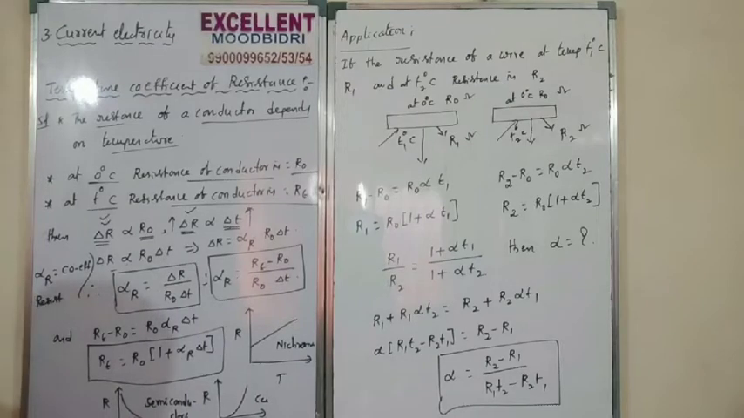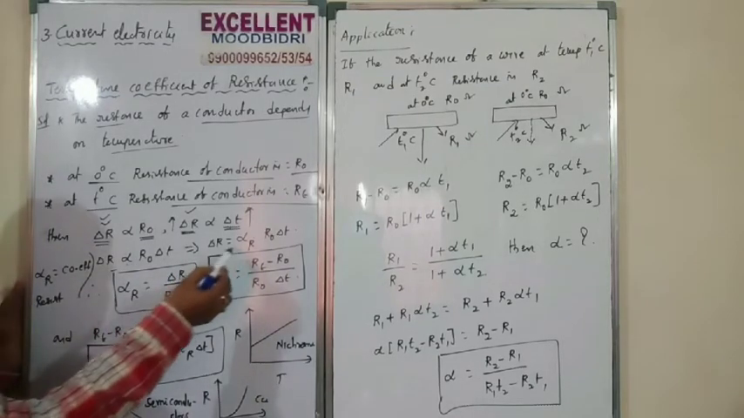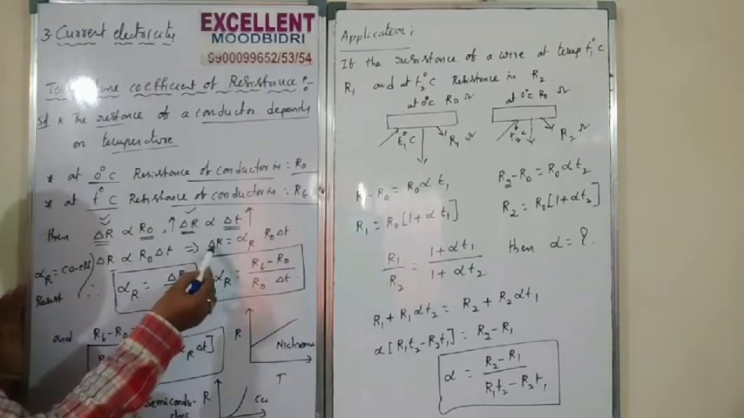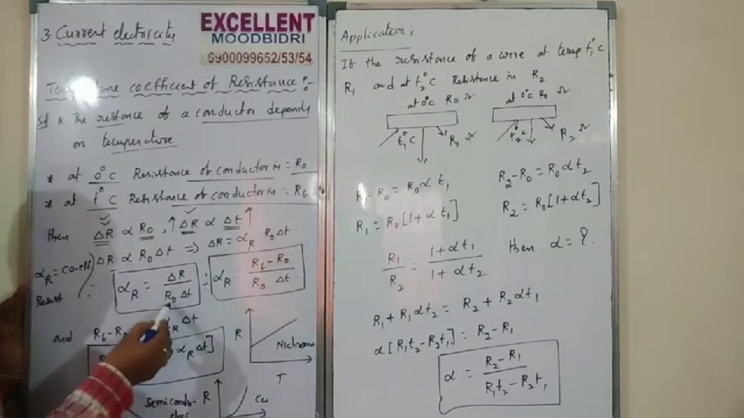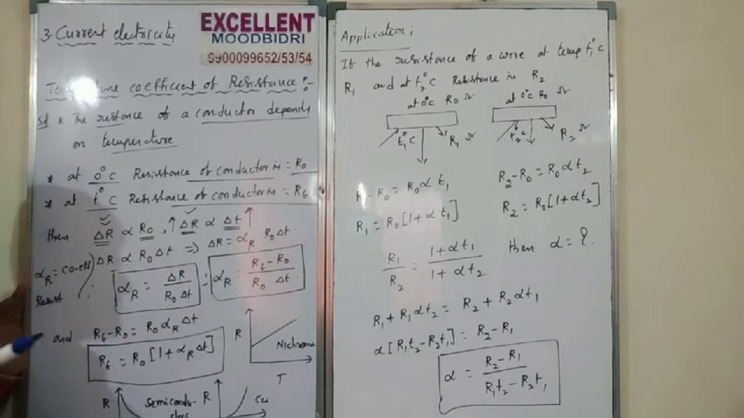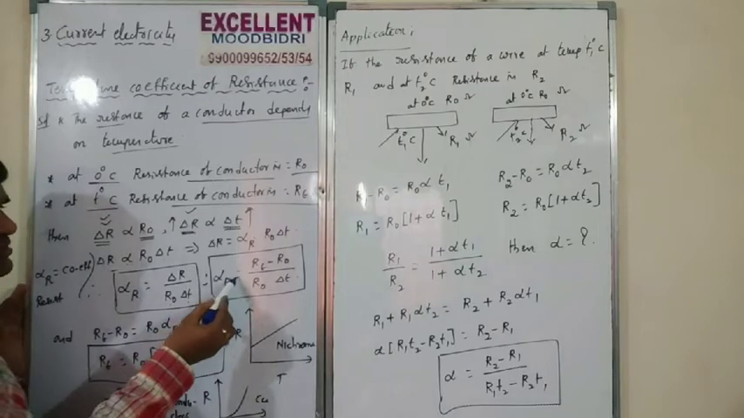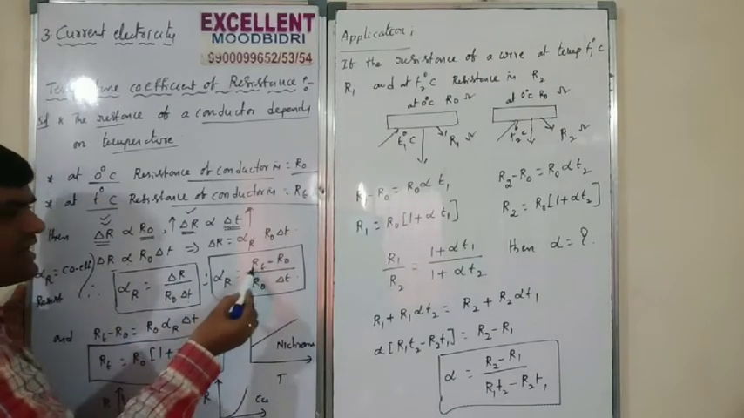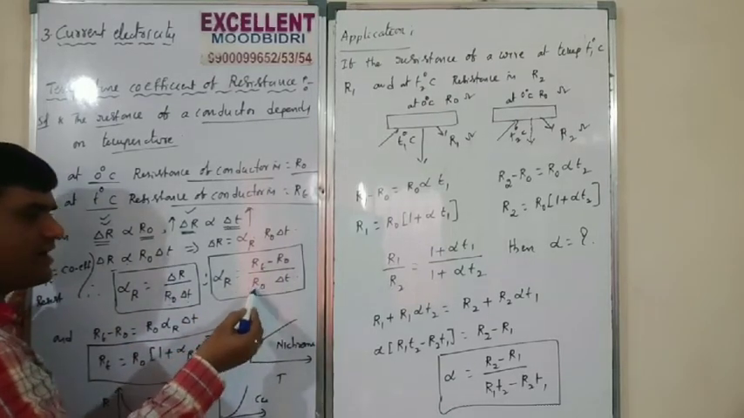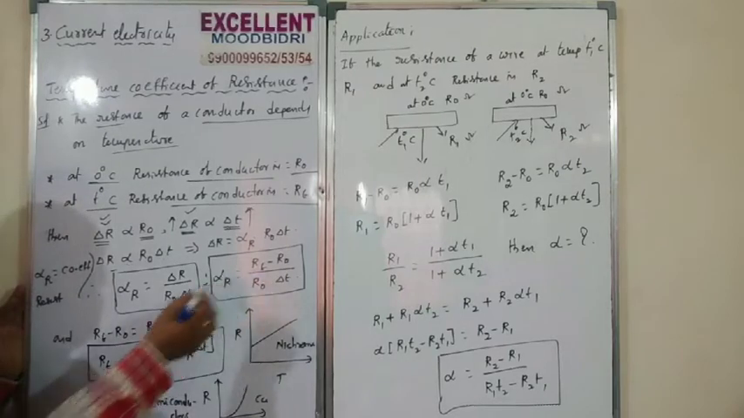Now, alpha R is equal to delta R divided by R naught into delta T. Correct? Similarly, alpha R is equal to, delta R meaning RT minus R naught, divided by R naught into delta T. So this is the formula.